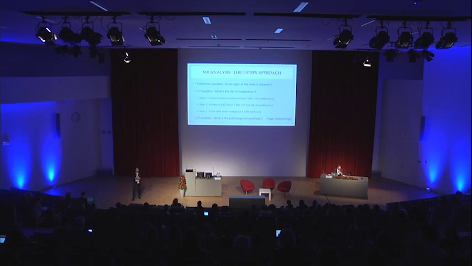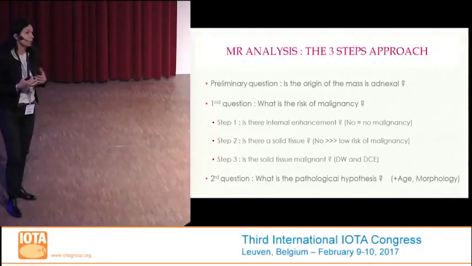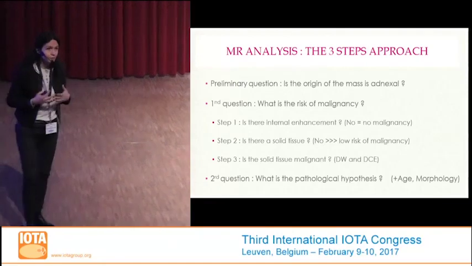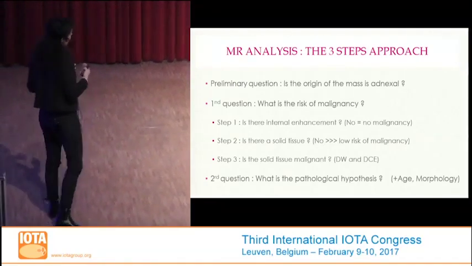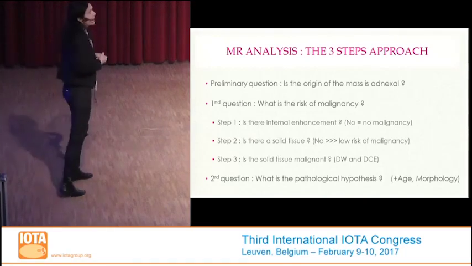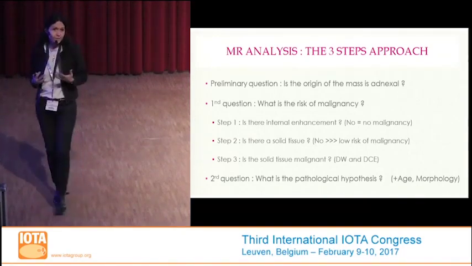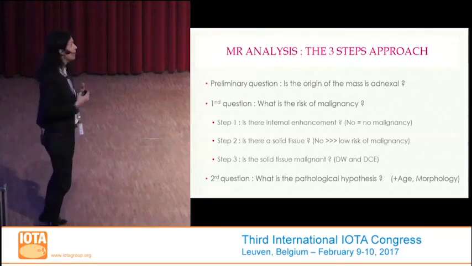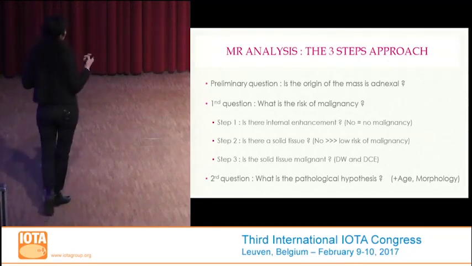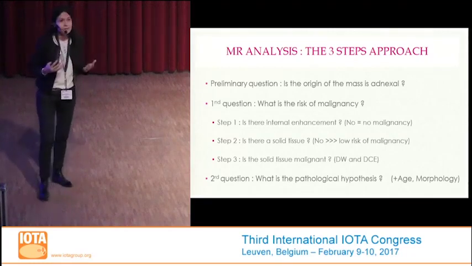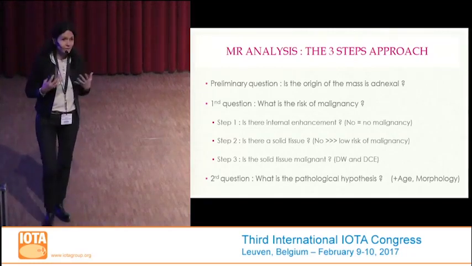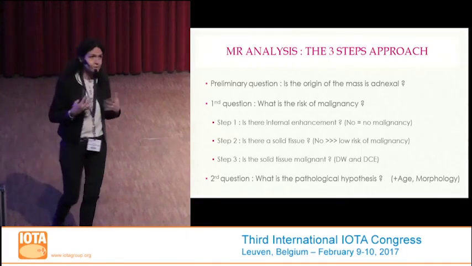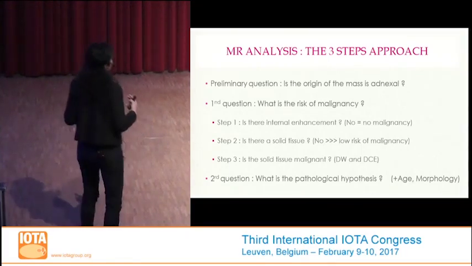So how will we analyze? I propose a very simple approach in three steps. The first question, always, when we have to characterize a pelvic mass is, what's the origin of the mass? Because sometimes the patient is referred for an adnexal mass and the mass does not come from the ovary. Then we will have to evaluate the risk of malignancy, and to evaluate this risk we answer three questions. First question: is there internal enhancement? Because the added value of MRI is that when there's no internal enhancement, there's no malignancy.